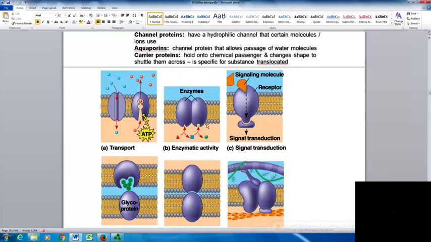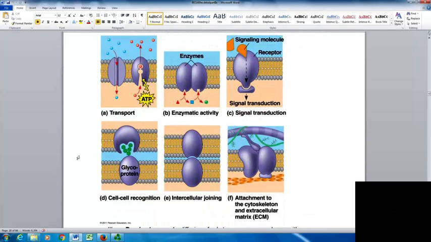So here, this one allows you in this picture just to go through the rest of it while we're here. This one is showing a membrane protein acting as an enzyme for a reaction to take place. This one is showing it involved in signal transduction. You have the signal molecule come in and the protein is a receptor in the membrane and passes the signal on. For cell-to-cell recognition, you have this glycoprotein attached that another cell can recognize, joining cells together. And here it's attaching to parts of the cytoskeleton and the extracellular matrix.